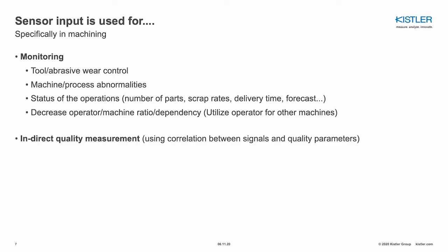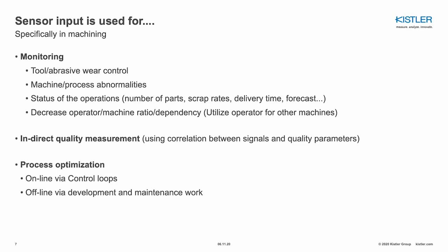You can utilize that input from the sensors in order to build correlations between signals and quality parameters. So you are indirectly measuring your quality parameters with the help of the sensors. With the data that you can get from the sensors, you can optimize your process either online via control loops, which I will mention more, or offline. So you build an understanding, you develop, and you plan your maintenance work. And of course, the data also enables you to increase the traceability.